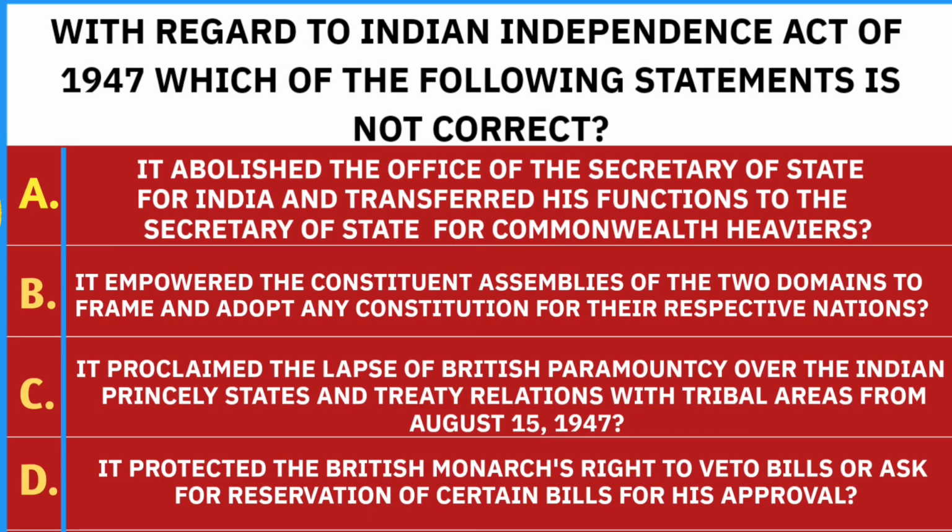With regard to Indian Independence Act of 1947, which of the following statements is not correct? The right answer is D. It protected the British monarch's right to veto bills or ask for reservation of certain bills for his approval.